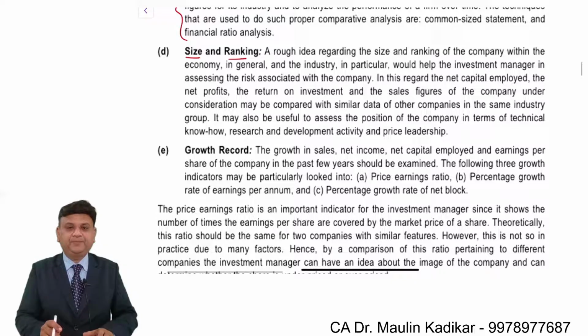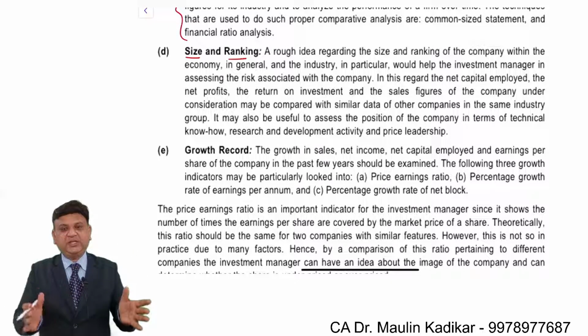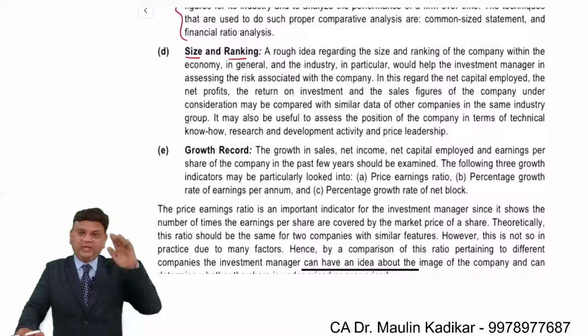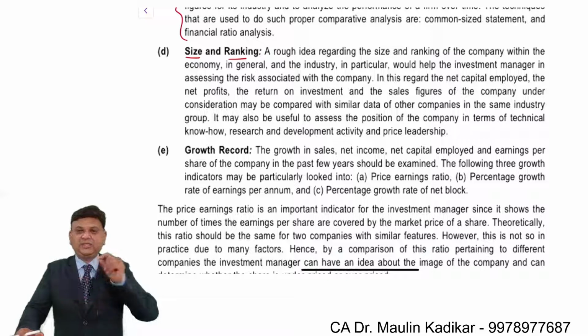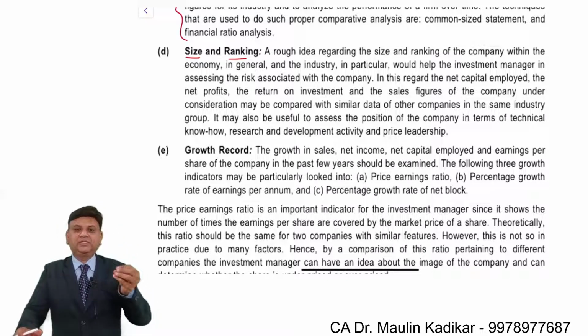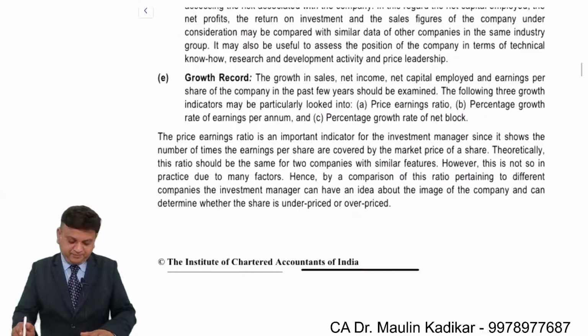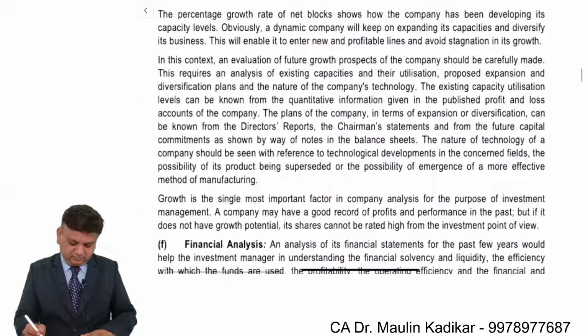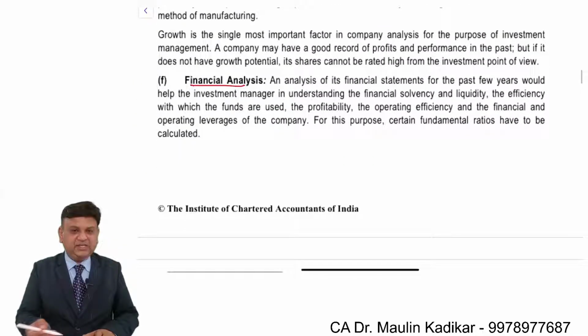Size and the ranking. In the industry, let us say that there are 10 companies. With respect to its peers, where does it rank? Is it the third largest company in terms of sales? Is it the sixth largest company in terms of net worth, something like that? What kind of growth record? Financial analysis, that is ratio analysis and everything.